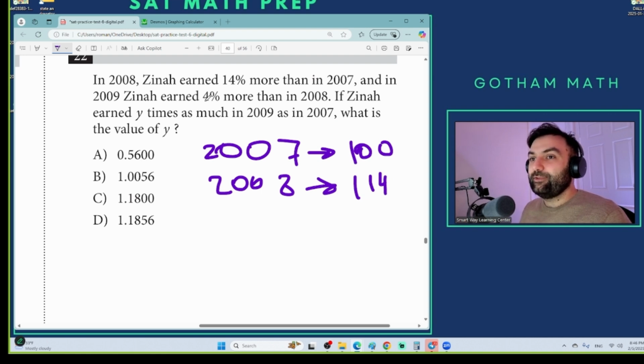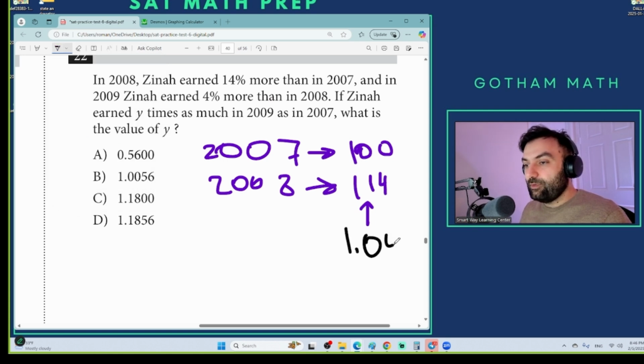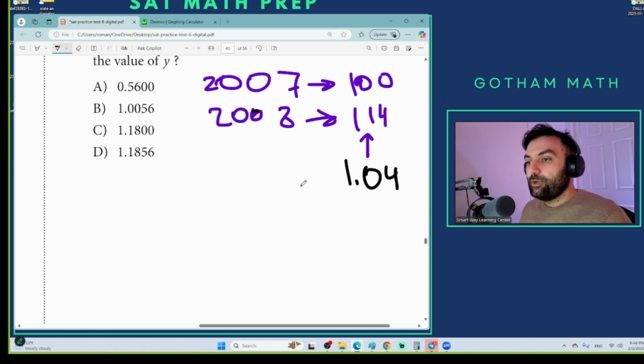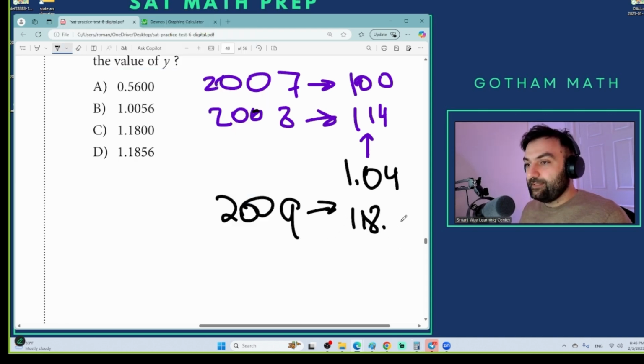And now in 2009, it's 4% more than 2008. So how do we get 4% more than this? We multiply this number by 1.04. So 2009 equals, and obviously we're using the calculator, 114 times 1.04, which is 118.56.